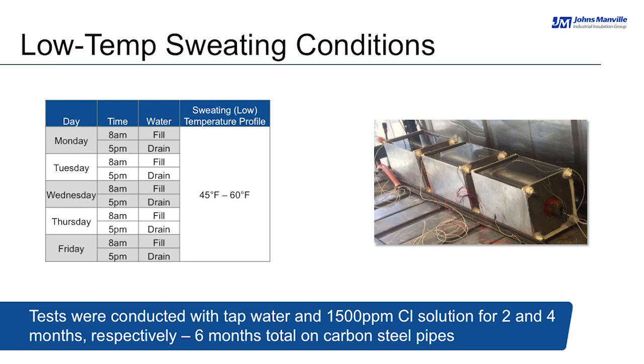Okay, so the first data set I'll be describing is what I referred to earlier as the low temperature or sweating conditions. This profile remained between 40 to 60 degrees Fahrenheit throughout the 6-month test, so the insulation and assembly remained wet the entire time. Each day, the sample setup would be filled with water in the morning by a technician and then drained at night. What's really important to point out, and it's noted in the bottom takeaway box, is that for the first 2 months of the test, tap water was used to fill the chamber, as can be seen in the right-hand picture. And in the last 4 months, a 1,500 ppm chloride solution was used to further accelerate the conditions of corrosion under insulation.